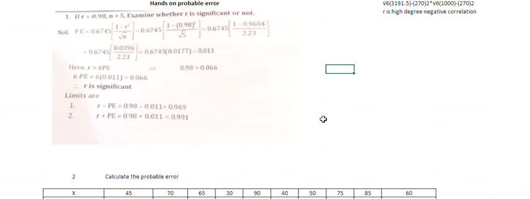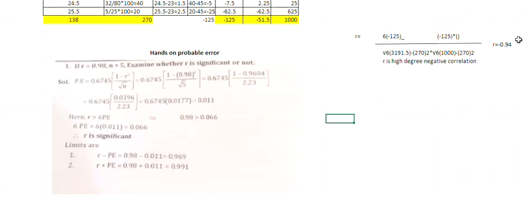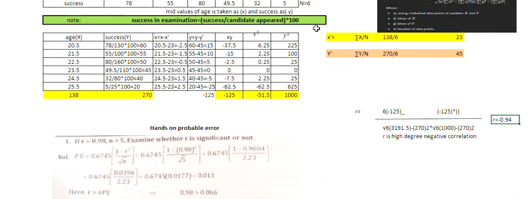So the formula for probable error is PE equals 0.6745 times (1 minus r square) divided by square root of n. After finding the value of r, what is the value of r here? 0.94, right? That value you are going to substitute here. And then what is the value of n? Here, n is 6. So that 6 you are going to substitute here.